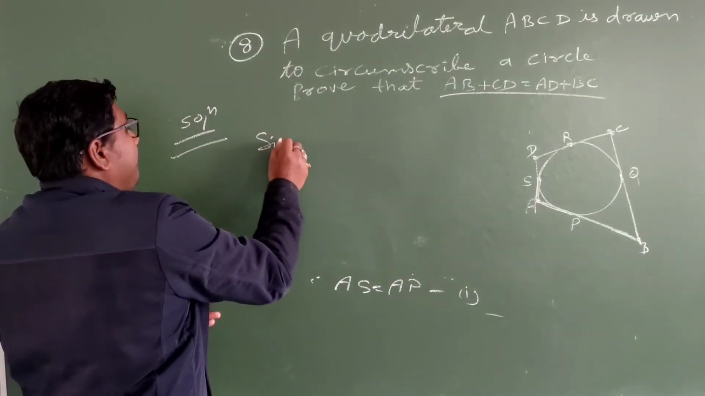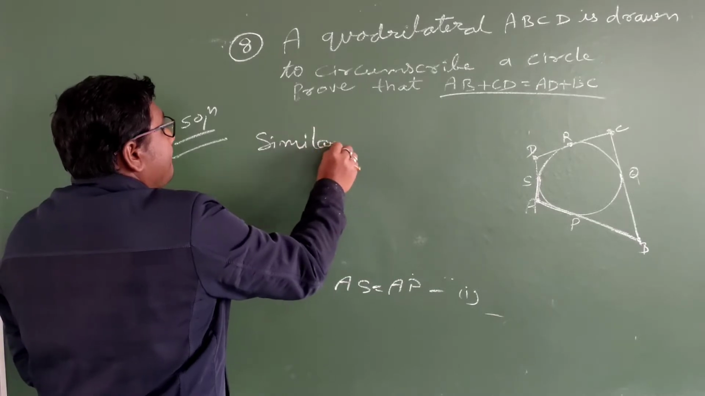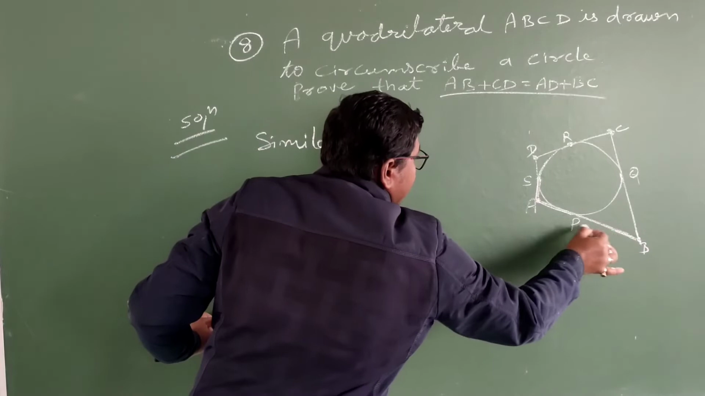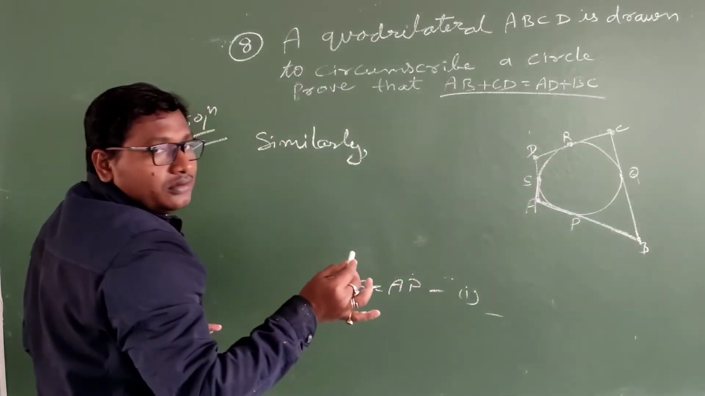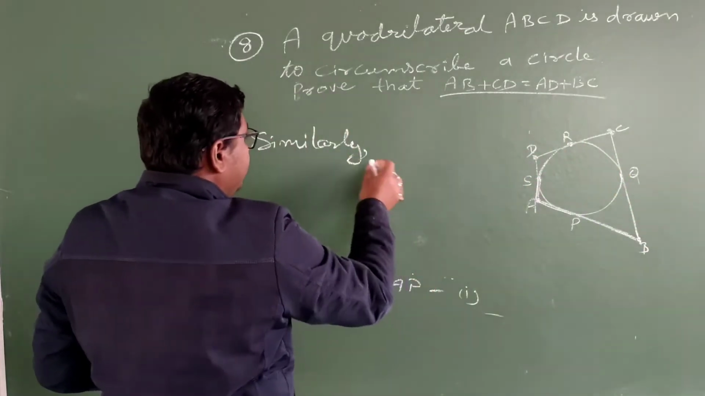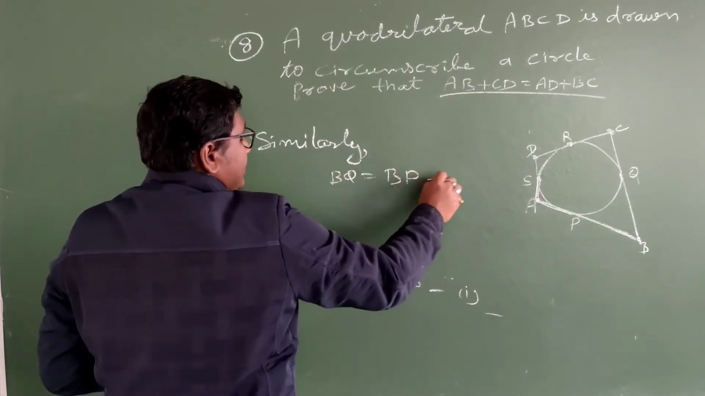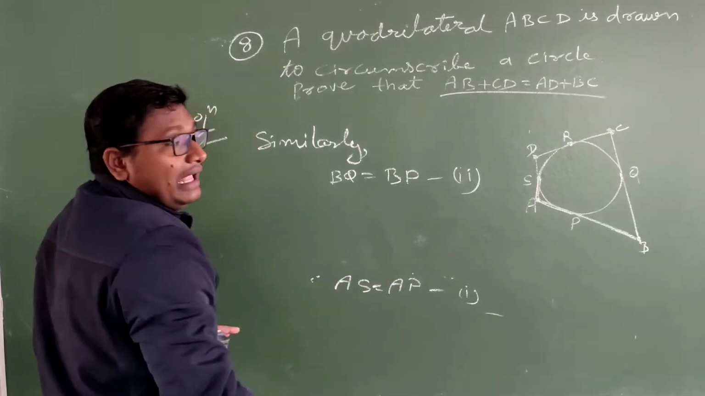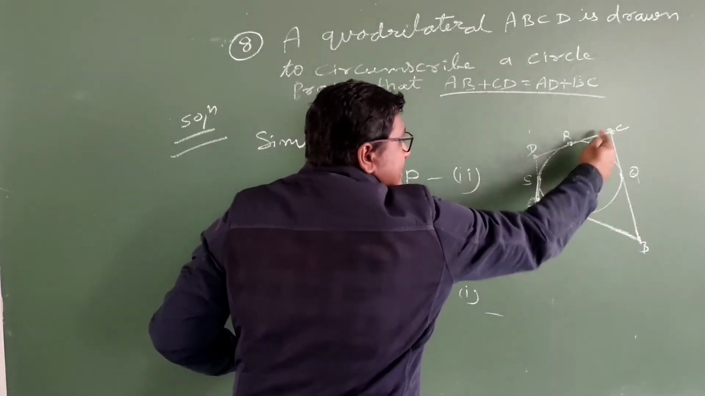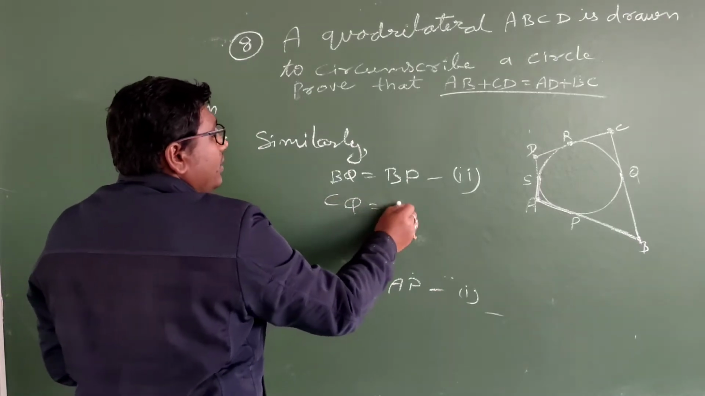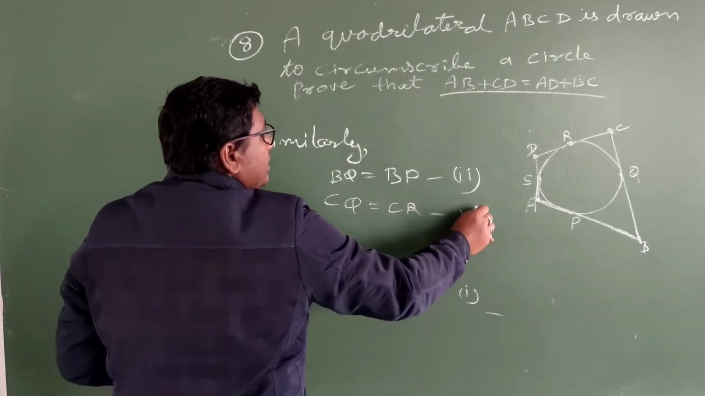Similarly we can write, if B is an exterior point, then BP will be equal to BQ. So I am going to write here BQ is equal to BP. This will be equation second. Again, if C is an exterior point, then CR will be equal to CQ. I am going to write CQ is equal to CR. That will be equation third.